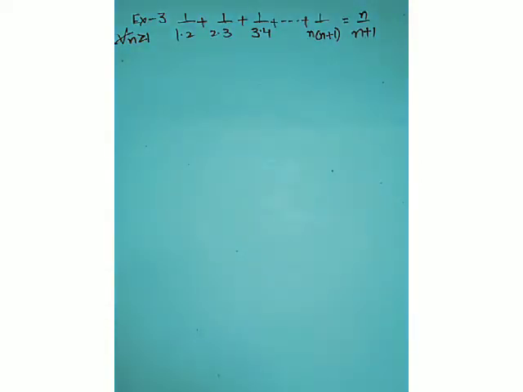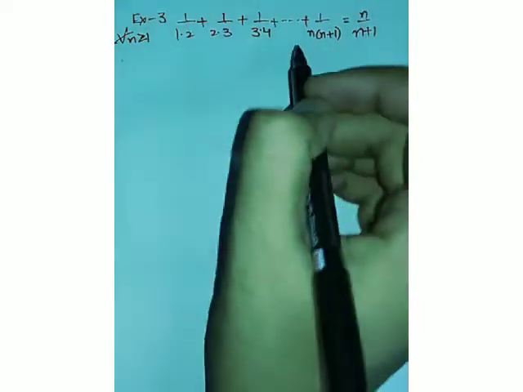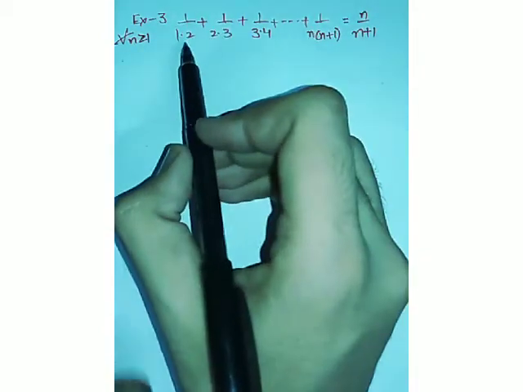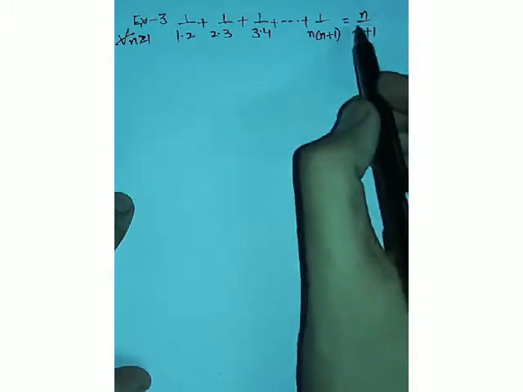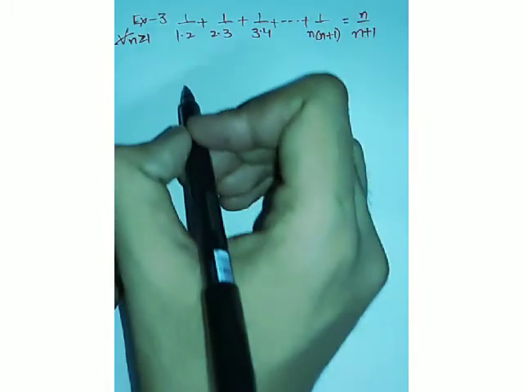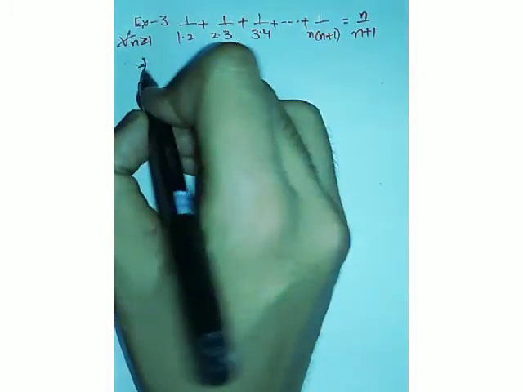This is our next example, third. In this, a series is given that 1 upon 1 multiply 2, 1 upon 2 multiply 3, 1 upon 3 multiply 4, up to 1 upon n multiply n plus 1 must be equal to n upon n plus 1. So what will we do? Let's go step by step.